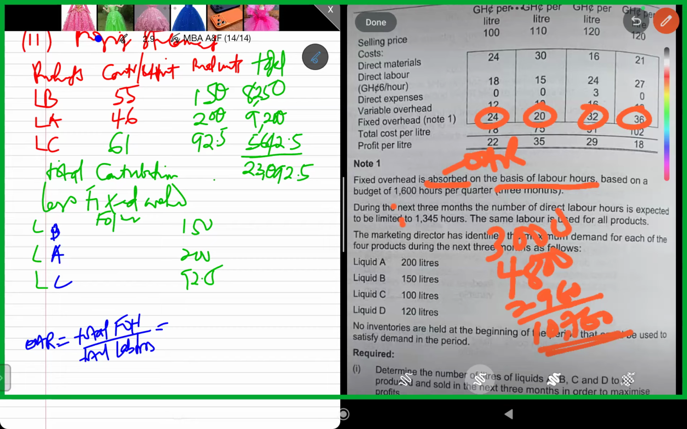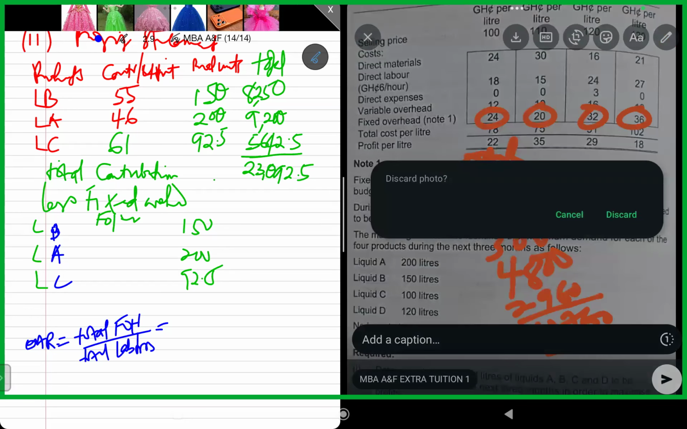So if you go and multiply the 24 by 150, 20 per 200, this cost data is for a previous quarter, not for the next 3 months quarter. So the 1,600 hours is per quarter for the next 3 months, right? Therefore, we need to make an adjustment to the fixed overhead for the next 3 months. Are we okay? Yes. All right. So that's what I wanted to explain before we continue.